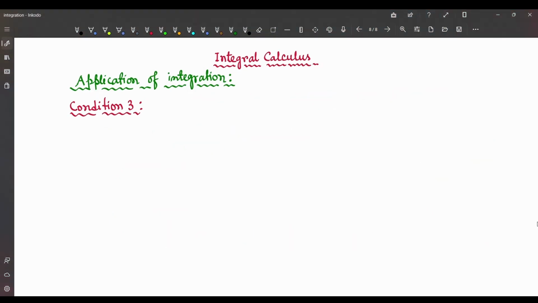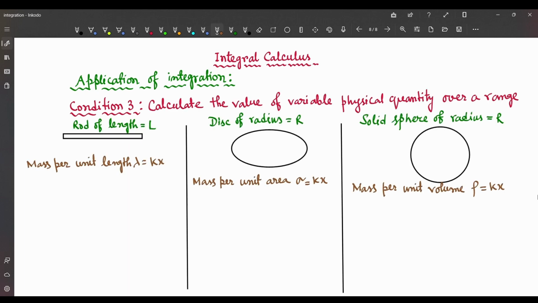We can calculate the value of a variable physical quantity over a range by using integration. I give you three examples here. I have taken three bodies: one, a rod of length L; second, a disc of radius r; and third, a solid sphere of radius r. In each case, we have to calculate the mass of that body.